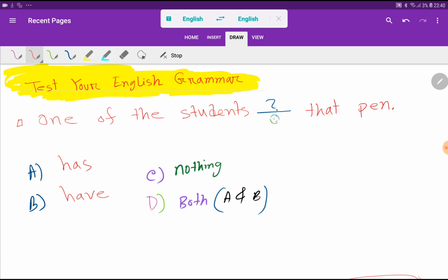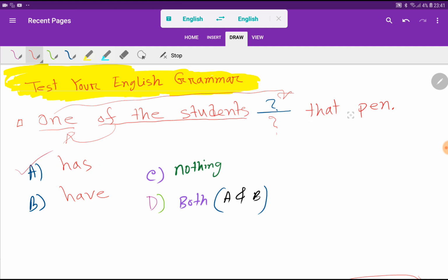Actually, the form of the verb will be determined by this one, because of the student is modifying the head word one. So here the head word is one, so the form of the verb will be determined by this one, right? You know that one is singular, so we have to choose that type of verb that is singular, and have is plural but has is singular, so we have to choose here option A.